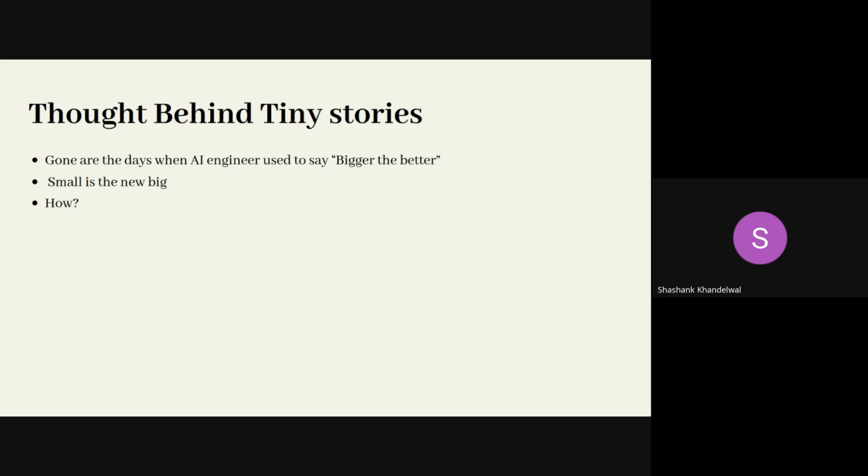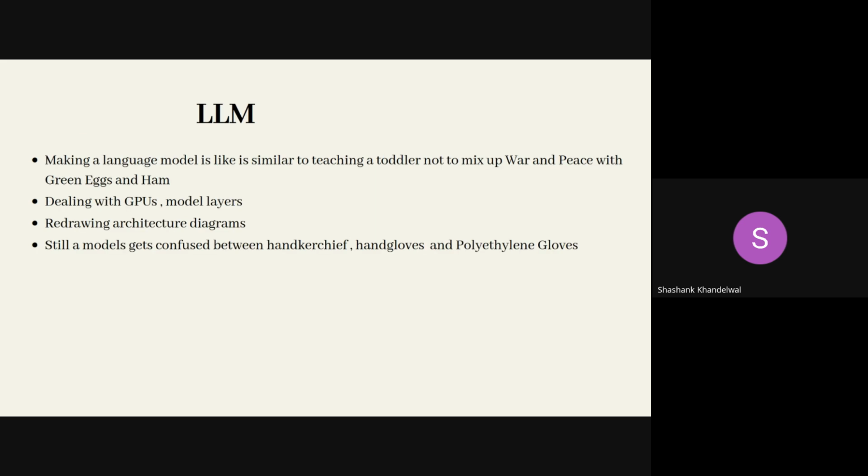So what is the thought behind these tiny stories? You are aware that to have a better model, we always think that let's have a lot of records. But now small is the new big. So how is small the new big? Generally, to create an LLM, what do we need? Making a language model is similar to teaching a toddler not to mix up war and peace with green eggs and ham.